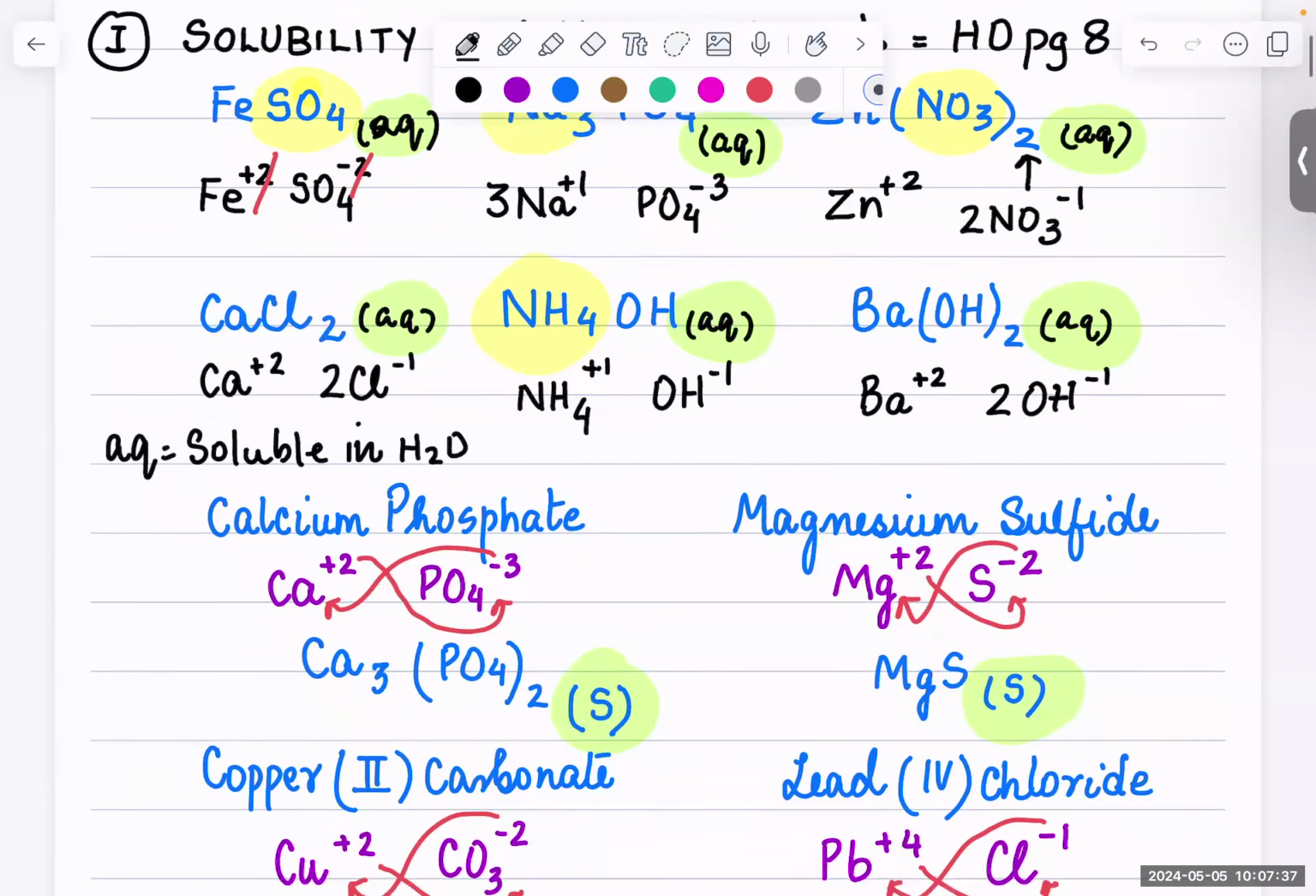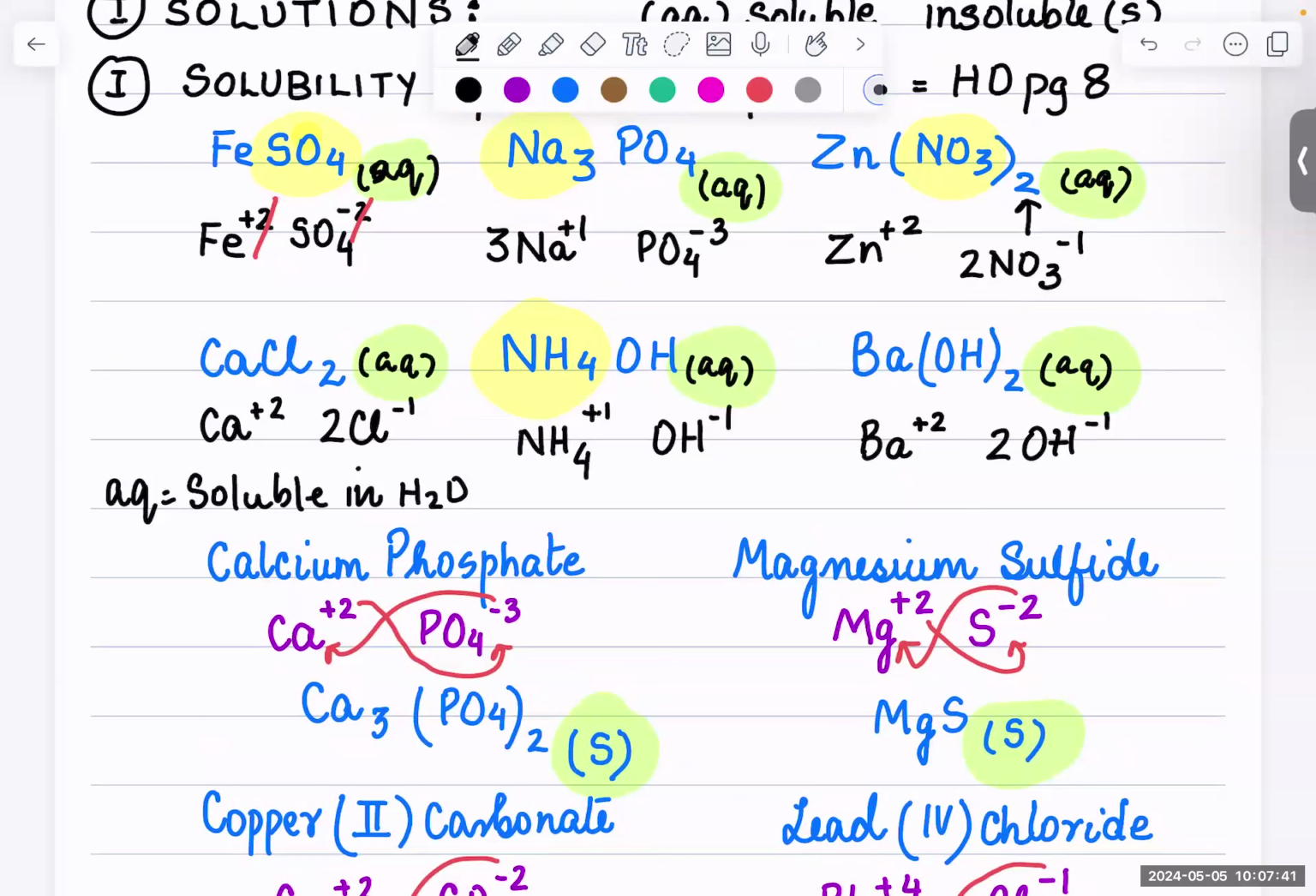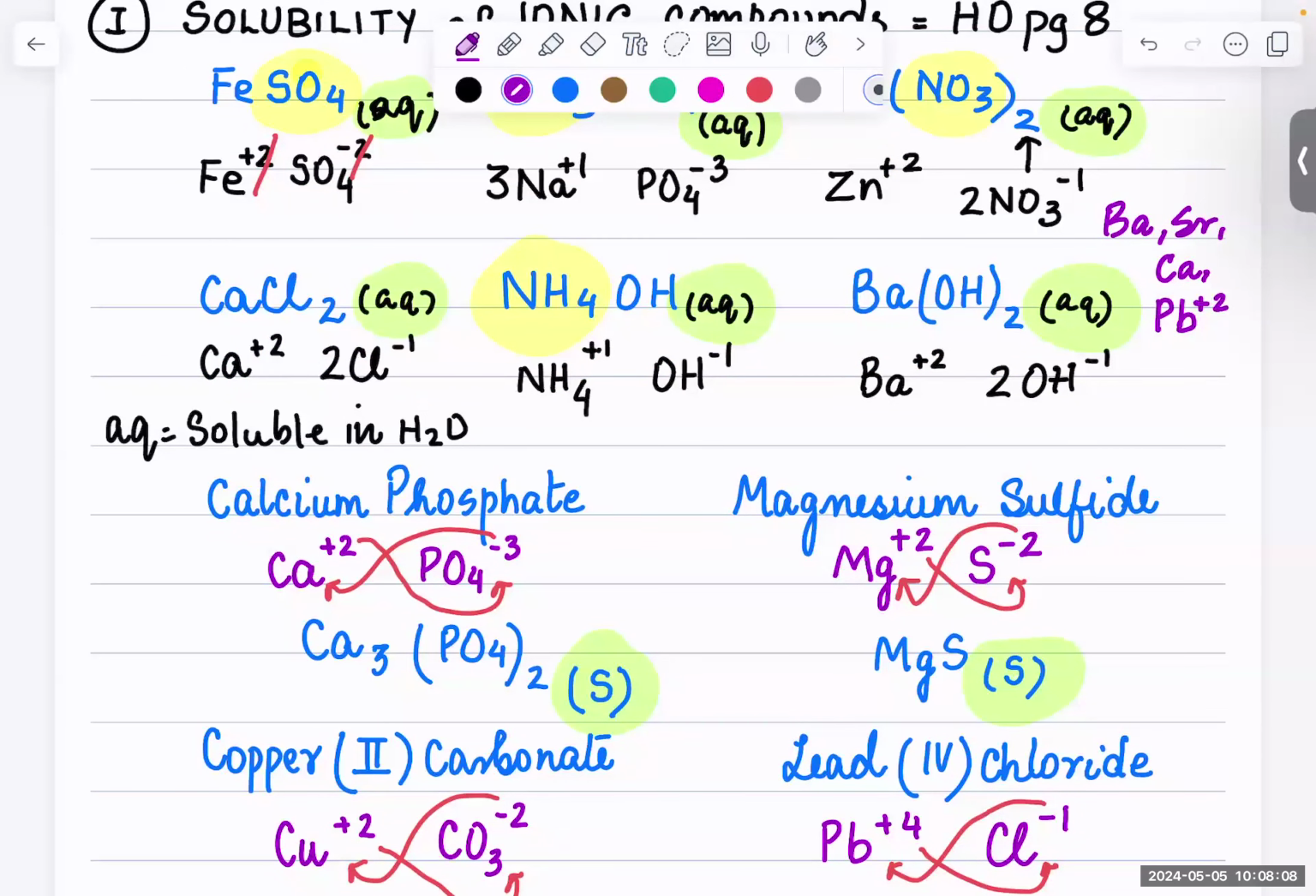So when you look at the table, you will see the sulfates, phosphates, nitrates, chlorides, bromides, iodides, hydroxides, right? And then barium, strontium, calcium. These guys are very specific, right? Lead also, but lead in the +2 state. So all of them are +2. These guys will be either insoluble or partially soluble. So keep that in mind about barium, strontium, calcium. If every other element is soluble, they will be insoluble.